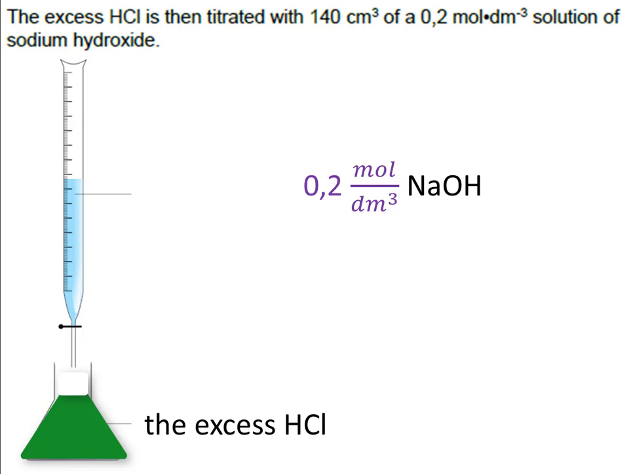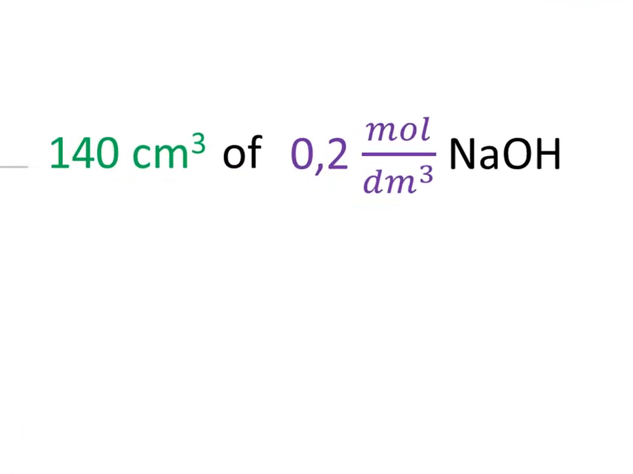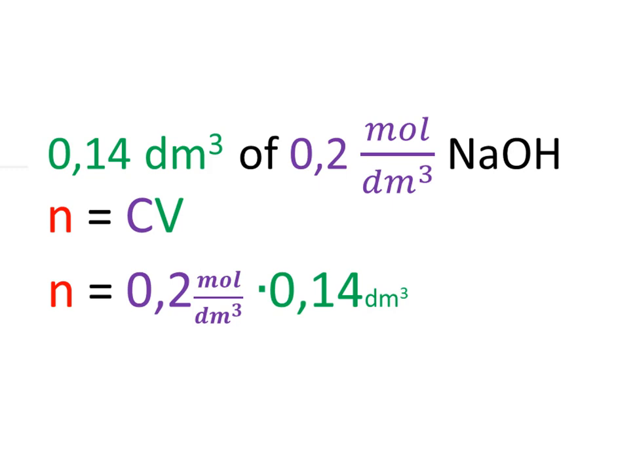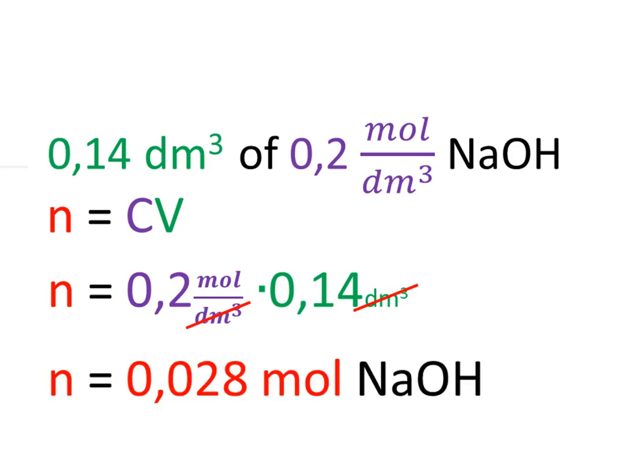At that point, we measure what volume of sodium hydroxide we had to add to reach this point. The question tells us what that is. It tells us that we had to add 140 centimeters cubed of sodium hydroxide to reach this point. 140 centimeters cubed is 0,14 decimeters cubed. How many moles of sodium hydroxide is that? We know that n equals c times V. We substitute values. Note how the unit decimeters cubed cancels out and we're left with moles. 0,028 moles of sodium hydroxide.